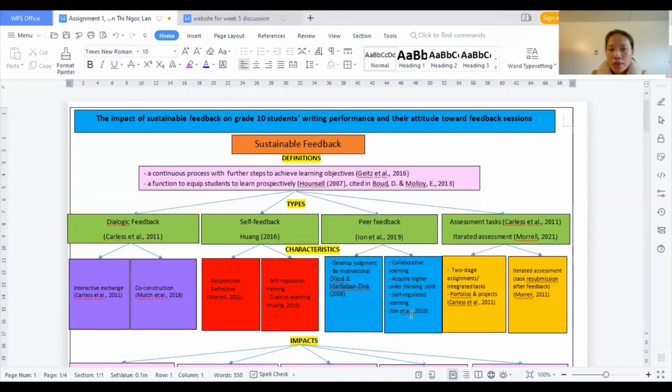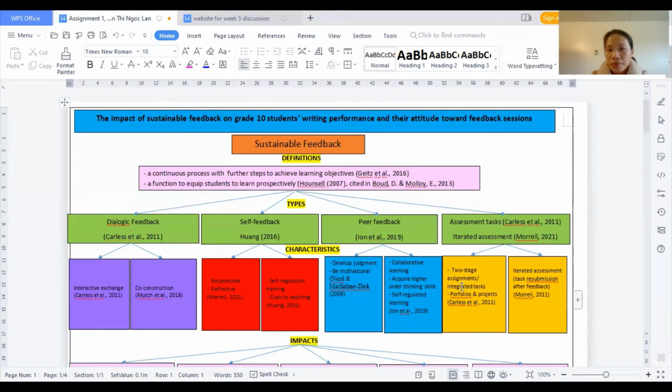And in addition, according to Double et al. 2019, this is collaborative learning among students. Students can help one another to improve their learning, so they can gain higher-order thinking skills, leading to their self-regulated learning. And the final type of sustainable feedback is assessment tasks, suggested by Carless et al. 2011.